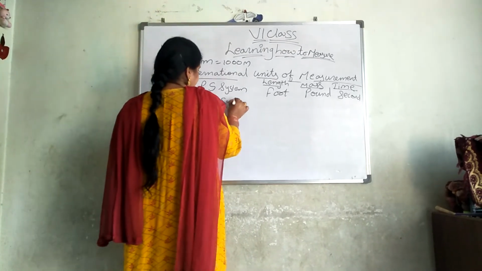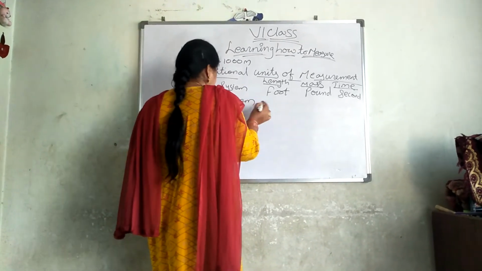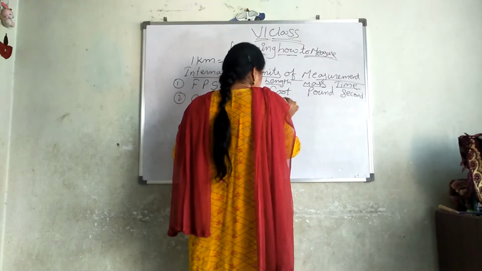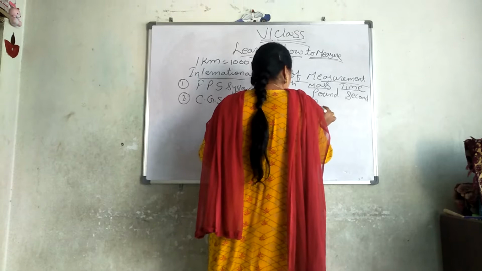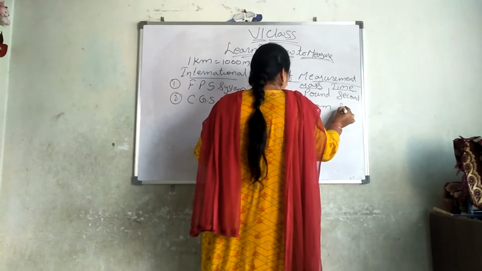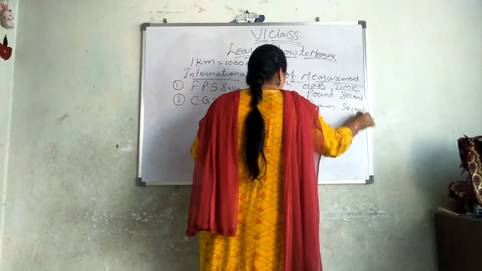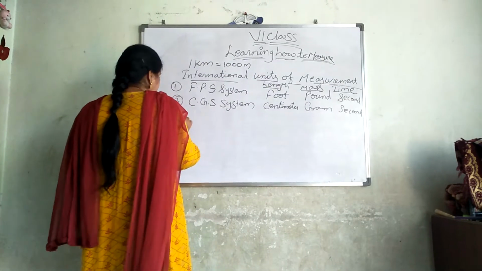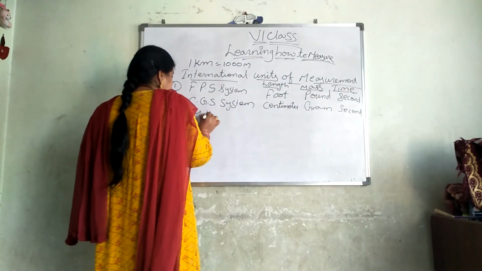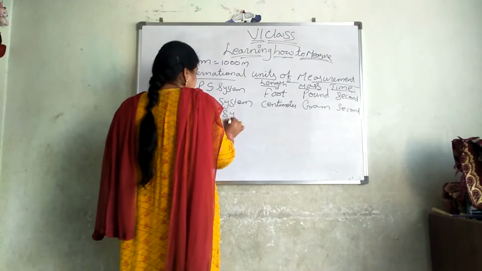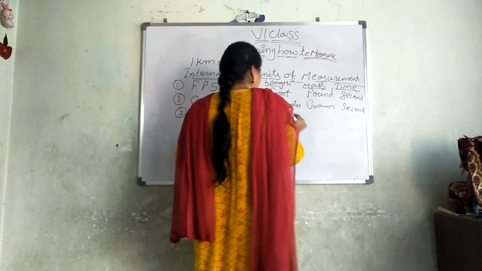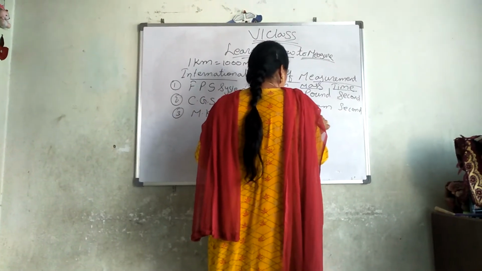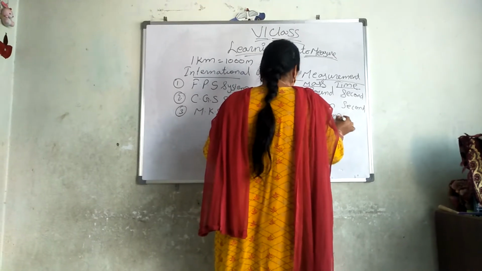Now, the second one is the CGS system. This is centimeter, gram, second. The third one is the MKS system: meter, kilogram, second.